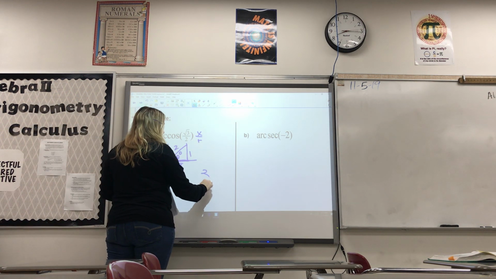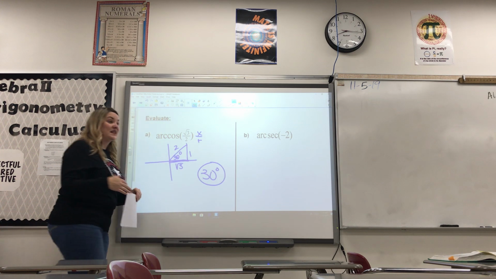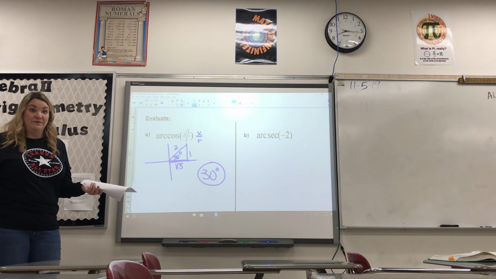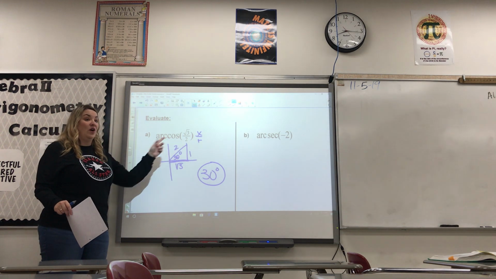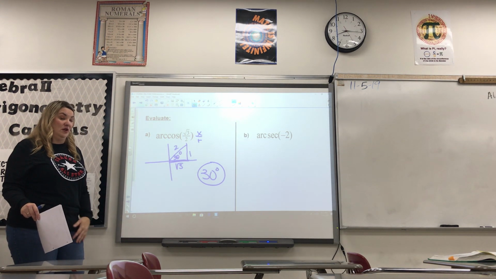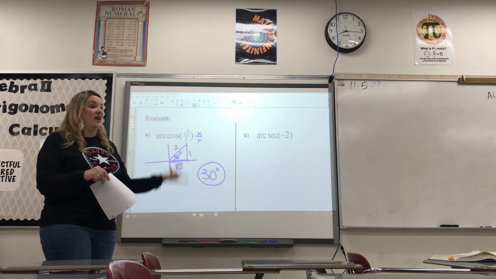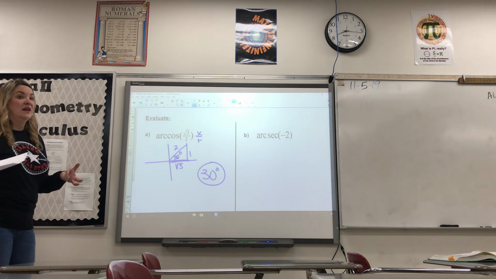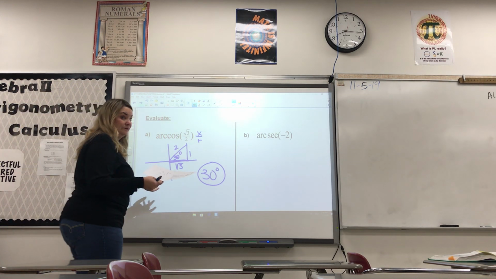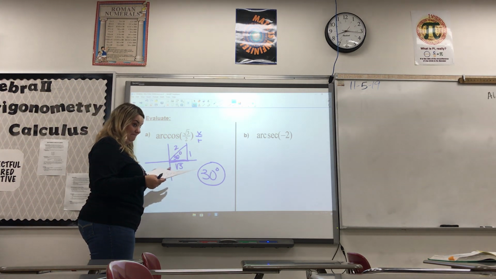Okay, so since this follows the theorem, and this is 1, then the one across from the 1 is the 30 degrees. So it's 30 degrees. You're doing the opposite, like you're finding the angle now. They give you the sides, and you have to find the angle. Does that make sense?